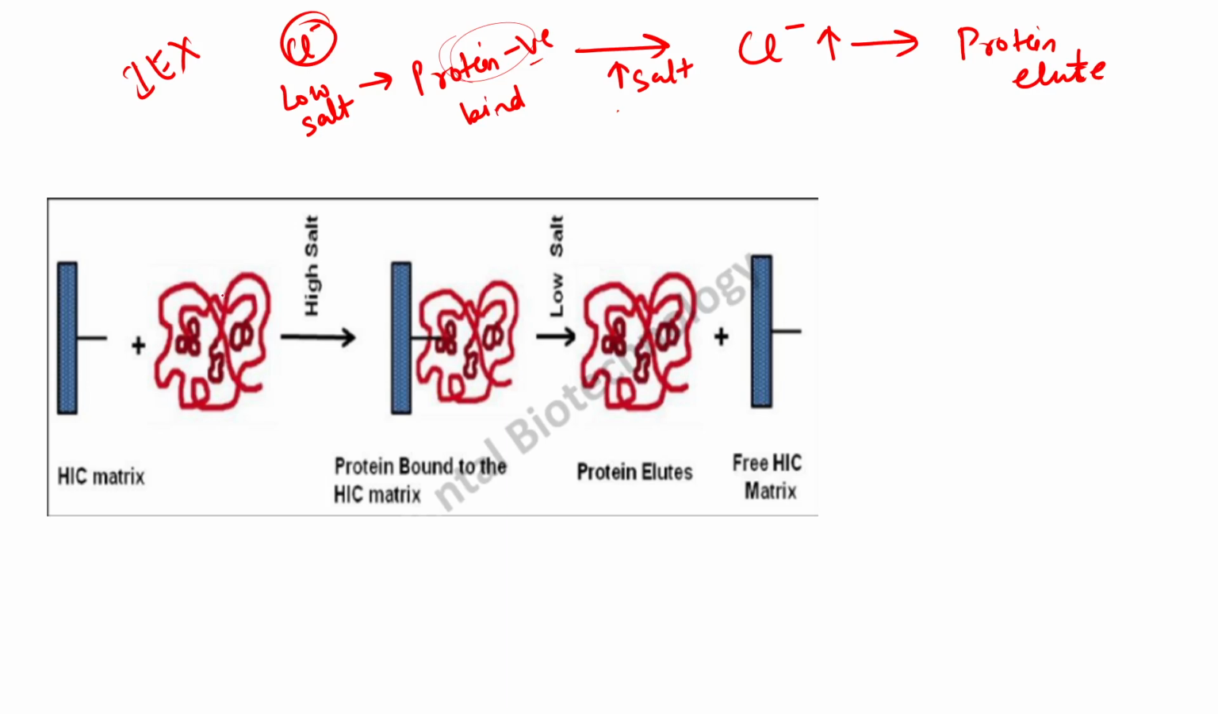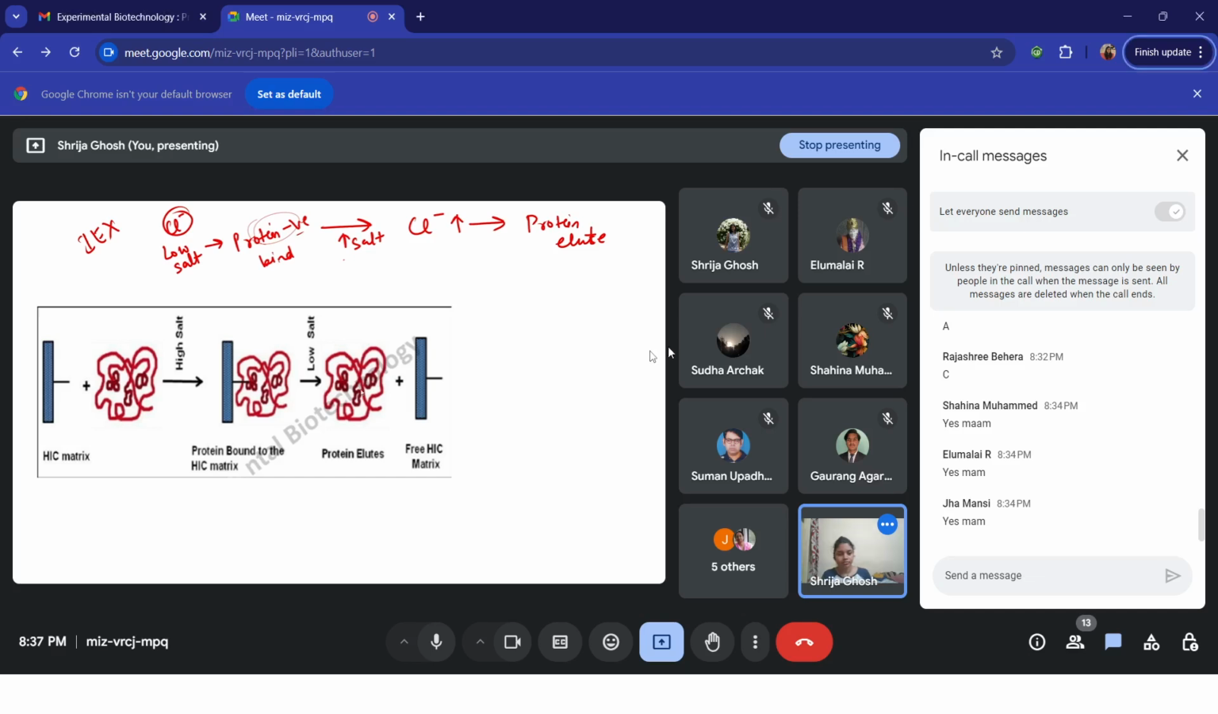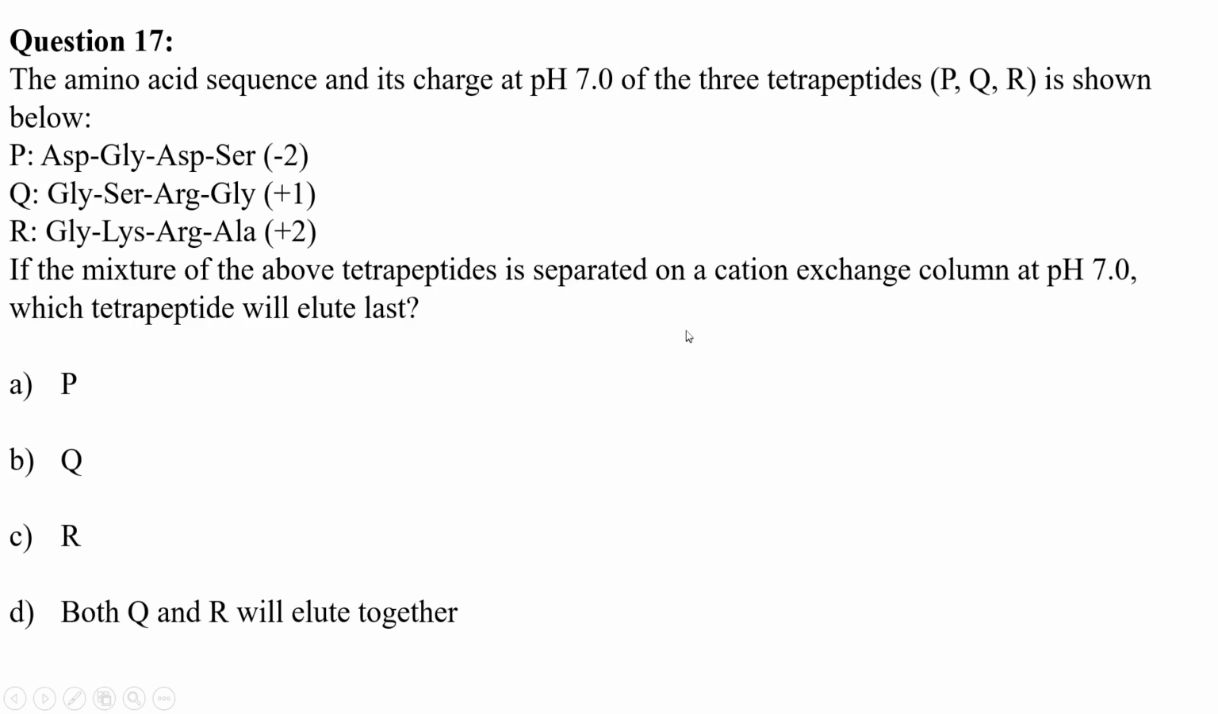Similarly, when we have a low polarity, binding is happening. When we are increasing the polarity, that means we are making a hydrophilic environment, then we will have elution. I hope this is clear now. We'll move on to the next question.